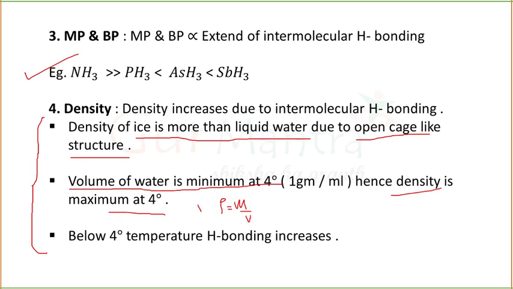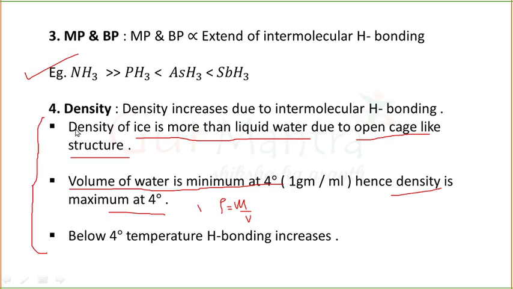Third point is melting point and boiling point. Melting point and boiling point is directly proportional to the extent of intermolecular hydrogen bonding. As the intermolecular hydrogen bonding increases, the melting and boiling point also increases. But the most famous example for this melting and boiling point is NH3, PH3, AsH3 and SbH3. You have to learn this example. This is really very important. You have to learn the order of this example.